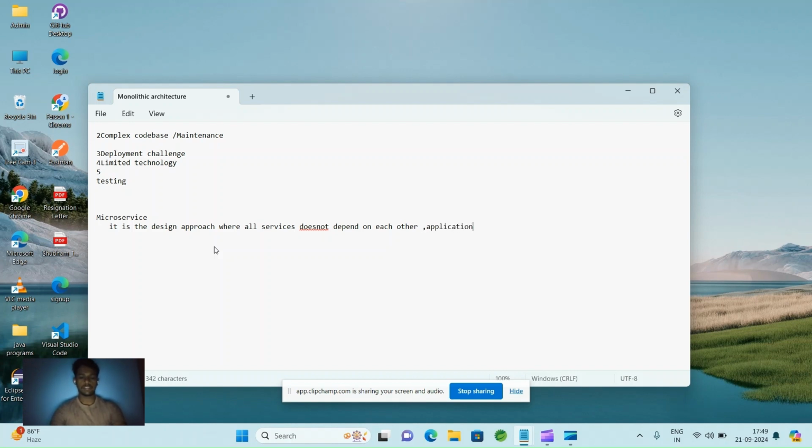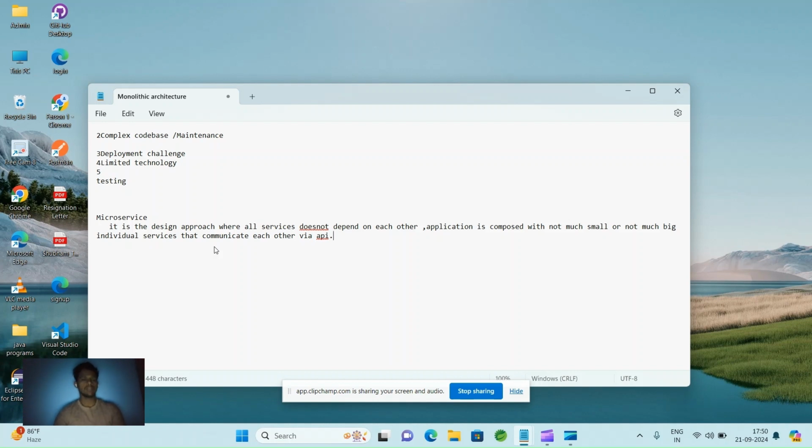Small or not much big individual services that communicate with each other by API.